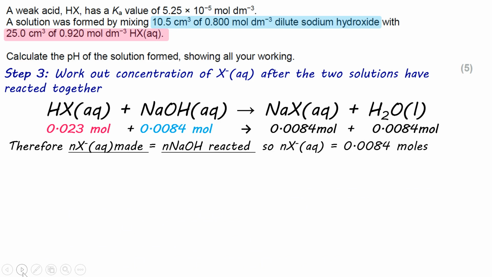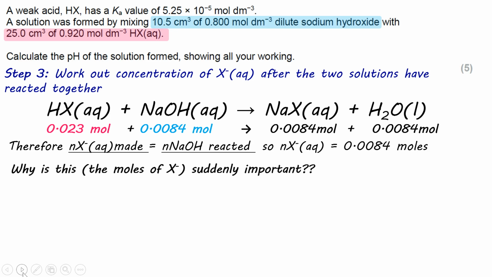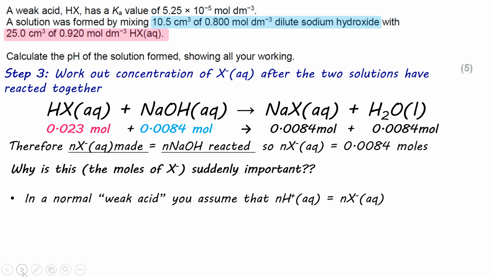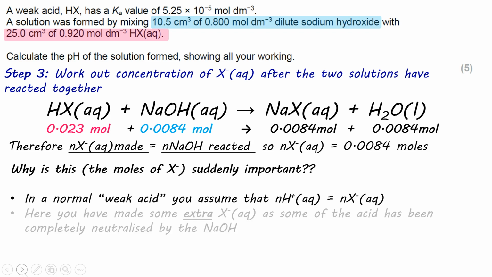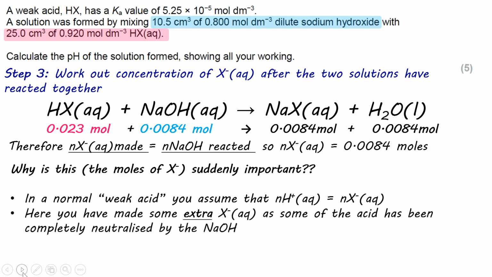We have 0.0084 moles of NaOH. That's going to react completely with an equivalent amount of HX to make 0.0084 moles of NaX. So why is this suddenly important? If you remember an original weak acid, you assume that [H+] equals [X-]. But what's happened here is you've made some extra X- because some of the acid has been completely neutralized by the NaOH. In other words, a partial neutralization has occurred.